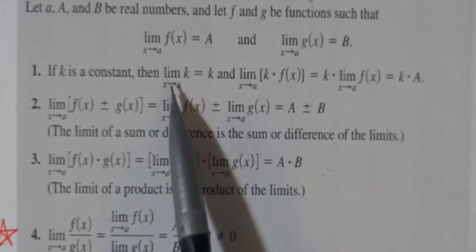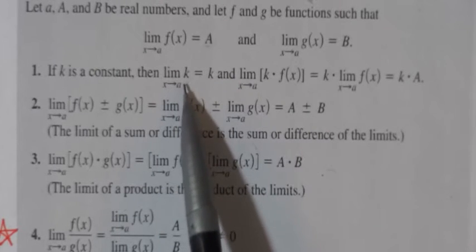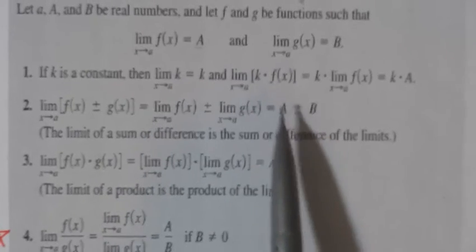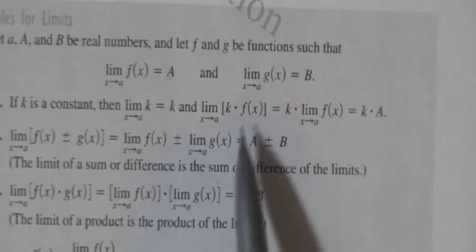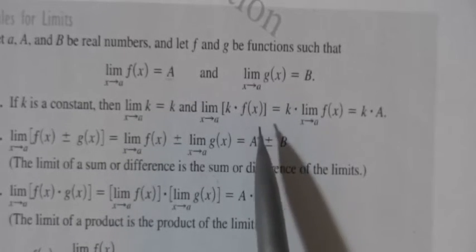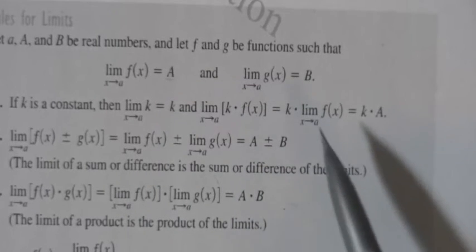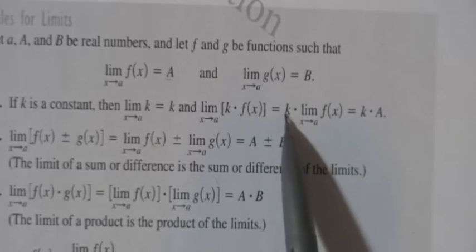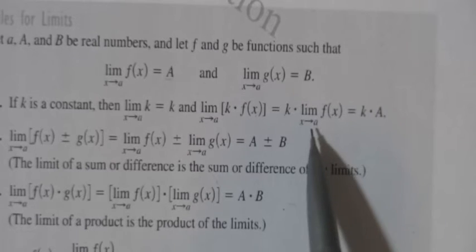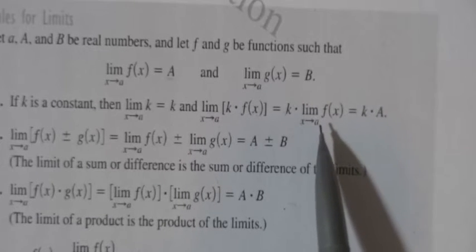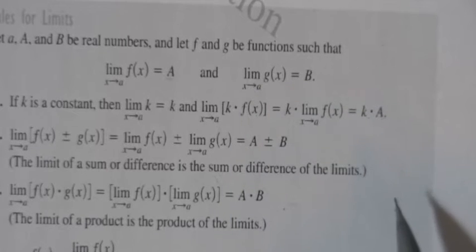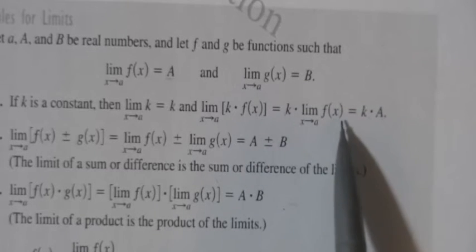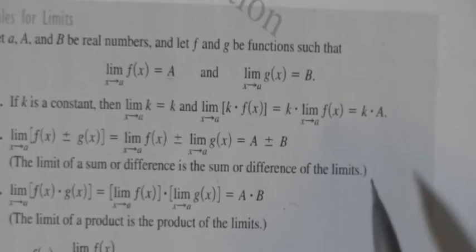What helps in the next piece there is if I do have a constant times a function. So let's say the limit of 2x as x approaches some number, it's really just going to be twice the limit of that variable portion, basically. And so it would just be k times whatever the limit of that function is, so a.